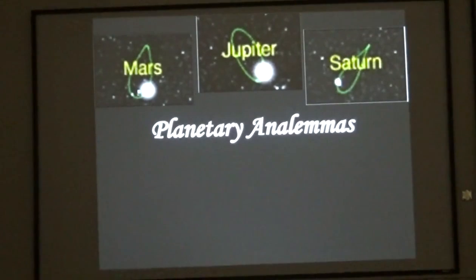Now Saturn has both ellipticity and good tilt, and as you can see, there's a little bit of a crossover before it does its loop here, but not very much of one. So you can see how all these planets are different.